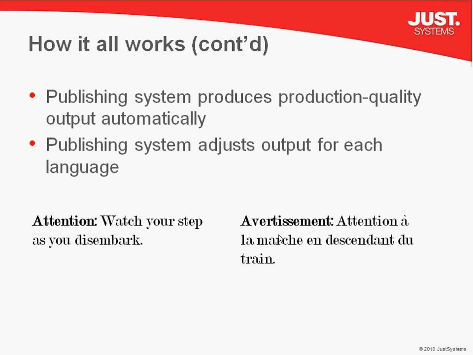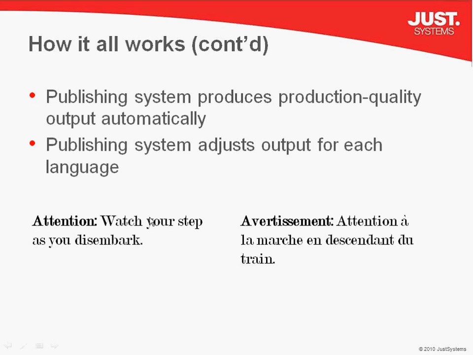And with that, the beauty of an XML system is that your publishing system can produce production quality output, and it can adjust the output for each language. For example, you can have the publishing system look at that language code at the top of the file and change the font. You can have it change how indexes are sorted, and you can have it change what's called generated text within the file. So in English, this instruction that's marked with "Attention:" in French is going to be automatically marked with the word "attention" translated into French, which is "avertissement."